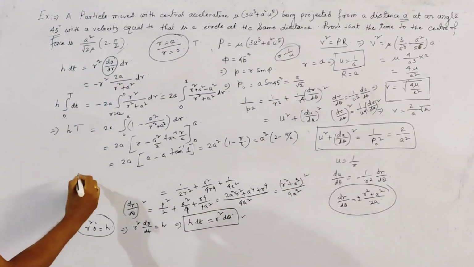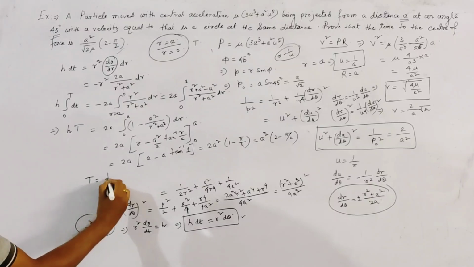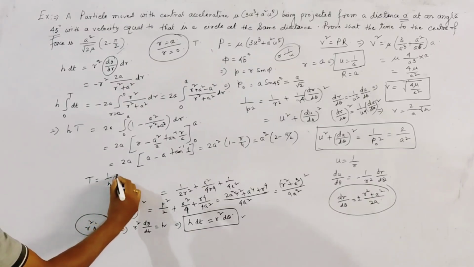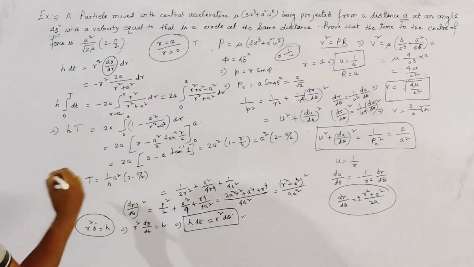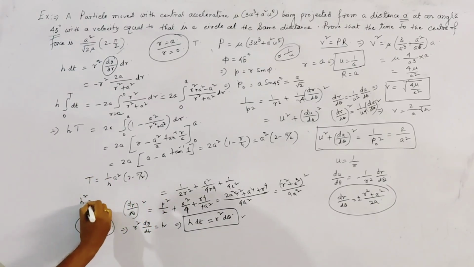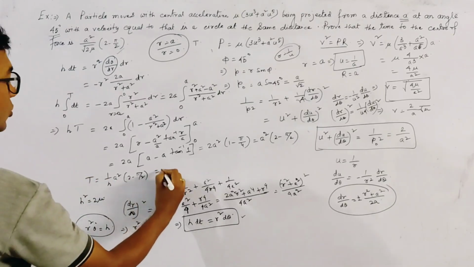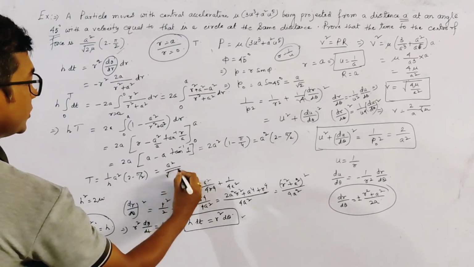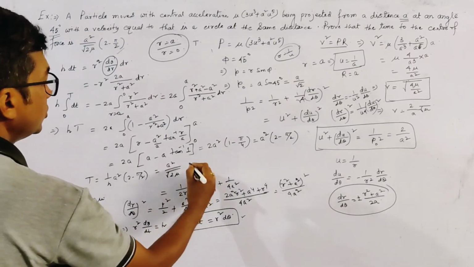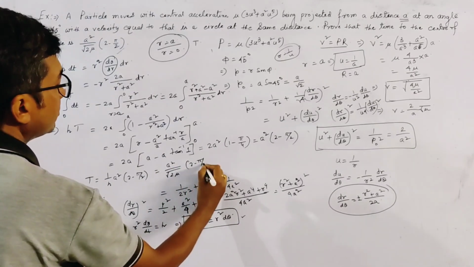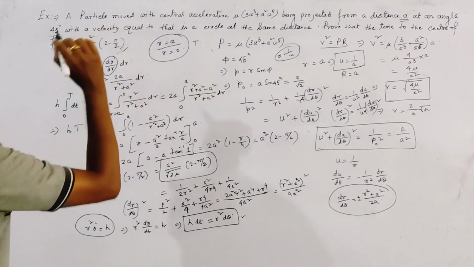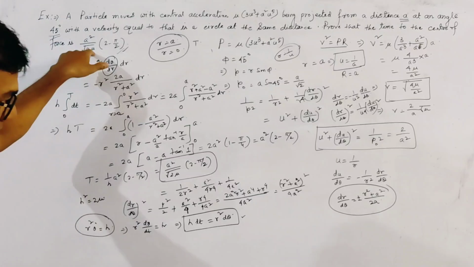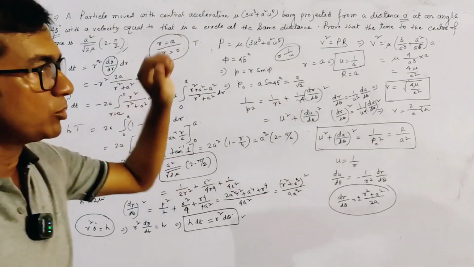Okay, so the required time T equals 1 by h into a square into 2 minus pi by 2, and putting the value of h, we get h square equal to 2 mu. So this is a square by root 2 mu into 2 minus pi by 2. Okay, so this is the required time. We wanted to prove this result, and this is the final result of the problem.